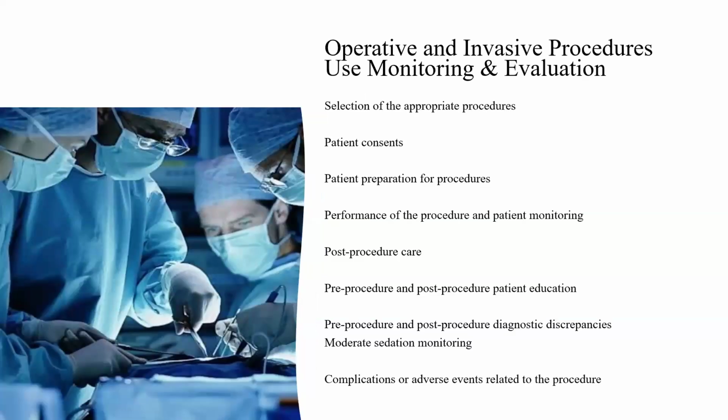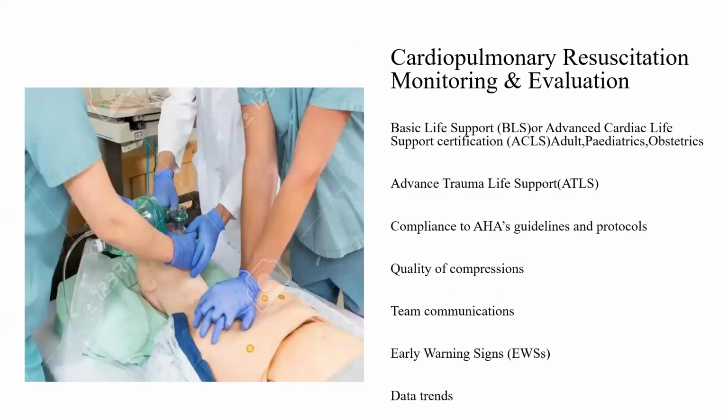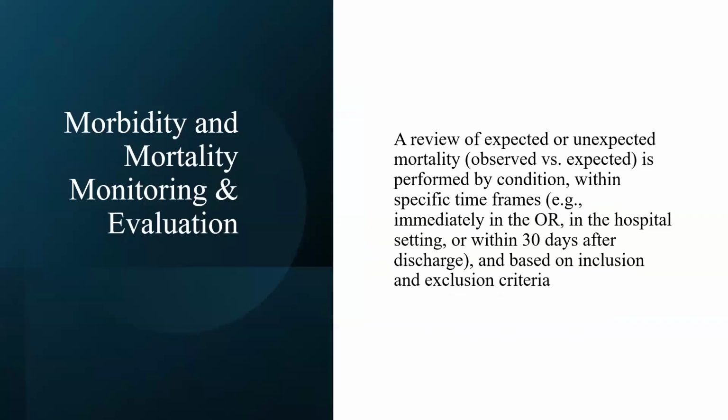This one is very common for us in surgical areas, monitoring invasive procedures, post-op complications, etc., taking the consent. Another one on cardiopulmonary resuscitation, you can pick that as a composite. Within it, you look at the quality of compressions, team communications, compliance to AHA guidelines. On this one, it's an outcome measure, morbidity and mortality, which we know is a review of expected or unexpected outcomes. These can be actual significant complications that you will name, death within 48 hours, lack of concordance between preoperative and postoperative diagnosis as an example.